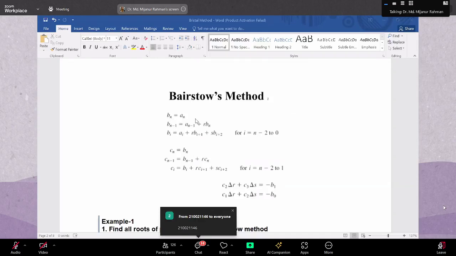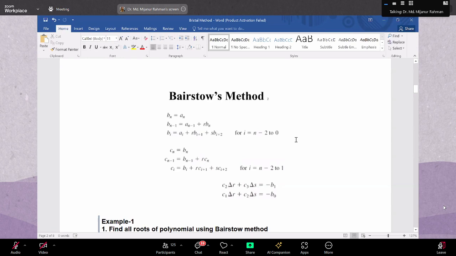So Bn equals An equals Cn, we can say. Bn minus 1 equals An minus 1 plus R Bn. Cn minus 1 equals Bn minus 1 plus R Cn. Both are the same. So if we can apply this recurrence relationship, we can finish this problem very easily.